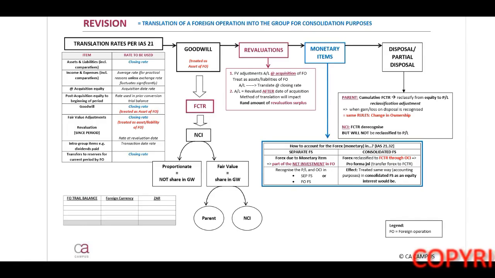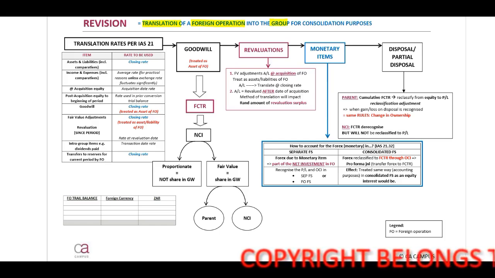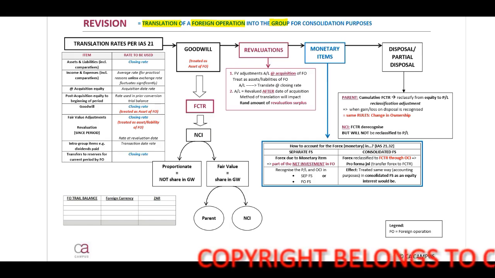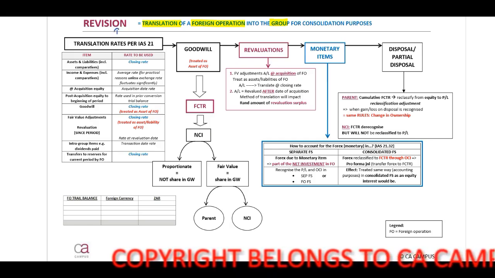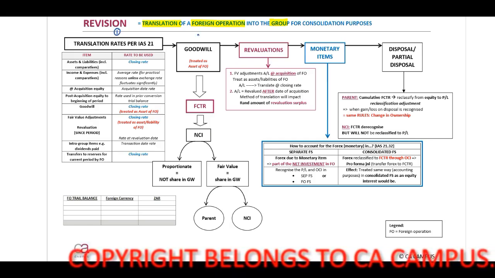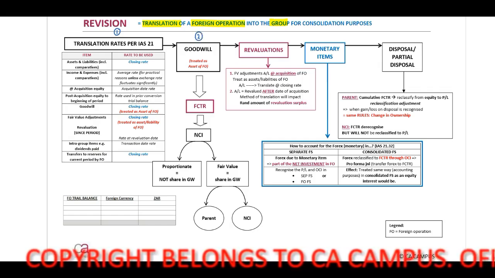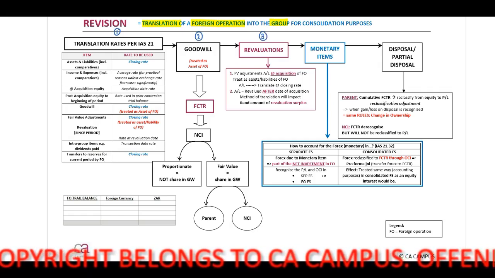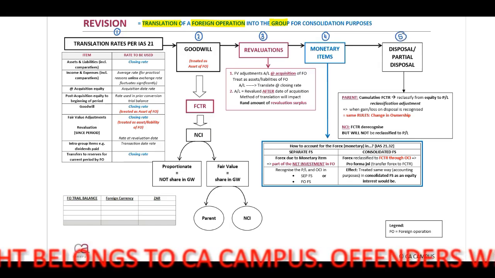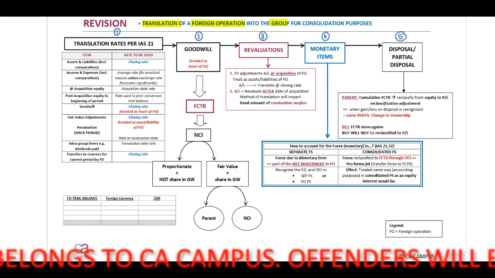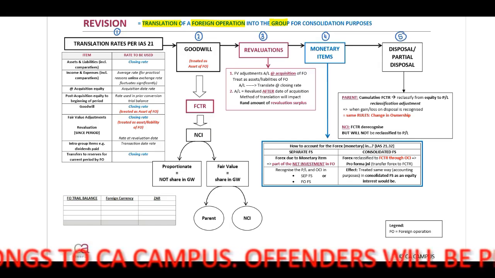The purpose of this revision lecture is to identify the principles that we need to apply when we need to translate a foreign operation into our group for consolidation purposes. Now, when you look at the revision screen, we will start off with our translation rates that we need to know in terms of IAS 21. How to treat goodwill being recognized, how to treat revaluations, monetary items, as well as the disposal or partial disposal of a foreign operation. Now let's first have a look at the translation rates.